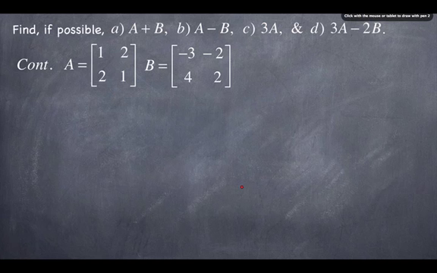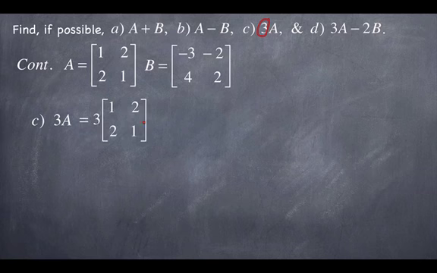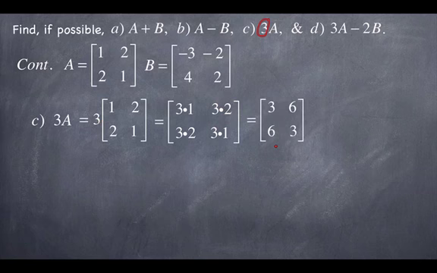Let's continue. Now let's go to C. I'm going to perform 3 times A. Now 3 is basically a scalar. So all I'm going to do is take matrix A and multiply by 3. Since I have 4 entries, each entry is going to be multiplied by this scalar, which is 3. I simplify, and this is the answer to letter C.